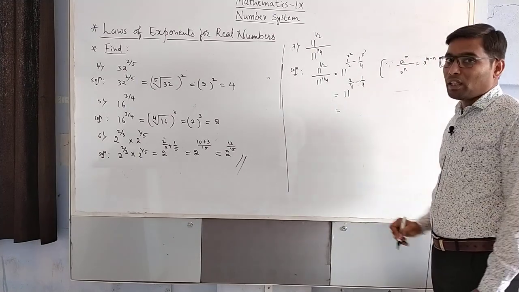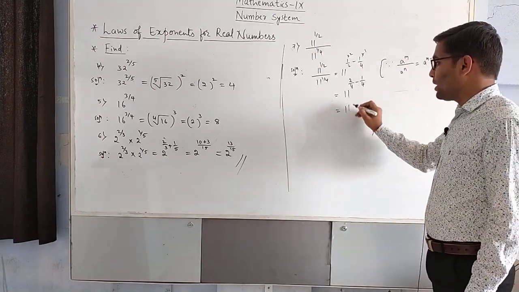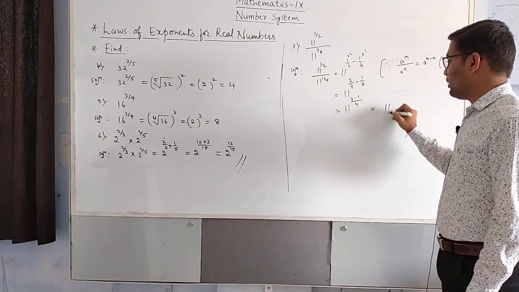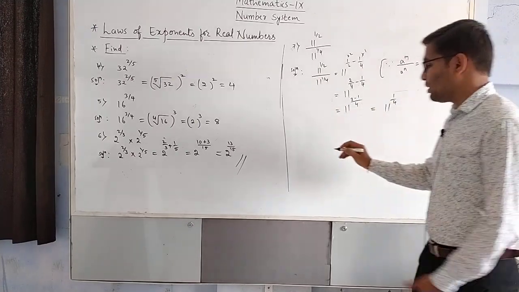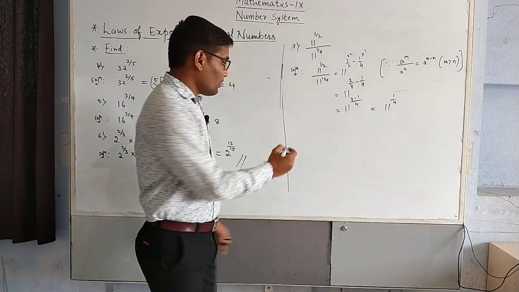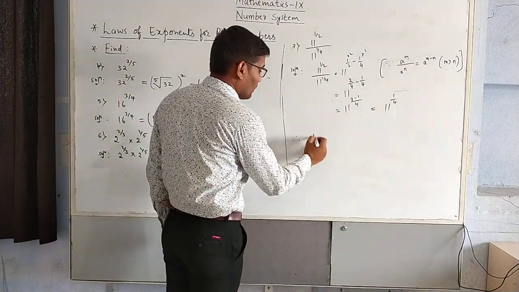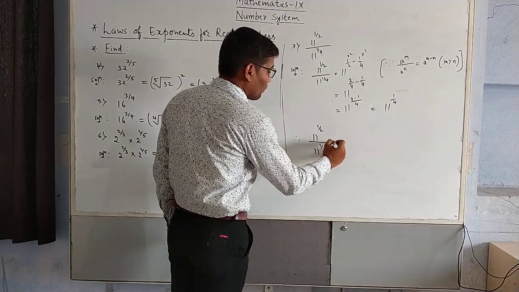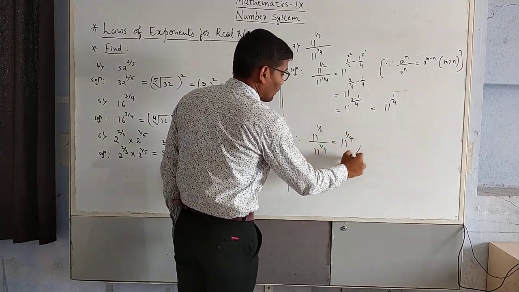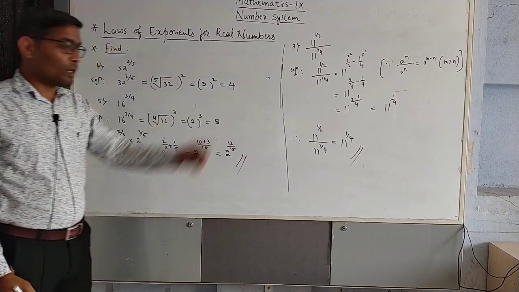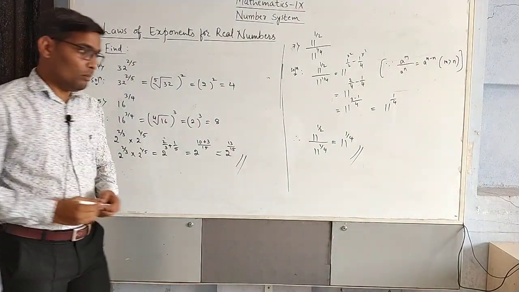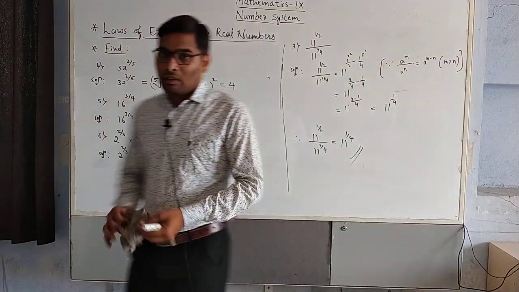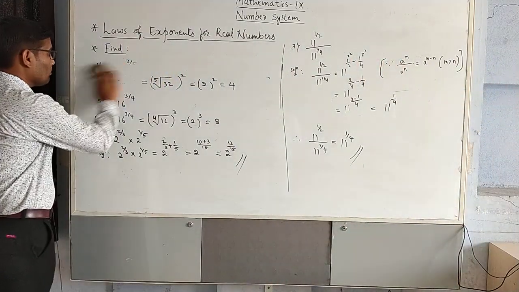The denominators become same, then subtract the numerators. 2 minus 1 divided by 4, it will become 11 to the power 1 by 4. That is, the answer of the given problem is 11 to the power 1 by 2 divided by 11 to the power 1 by 4 equals 11 to the power 1 by 4. Then moving to the last problem of the laws of exponent, there we are going to use the fifth law of exponent.